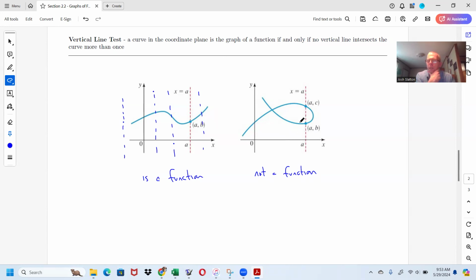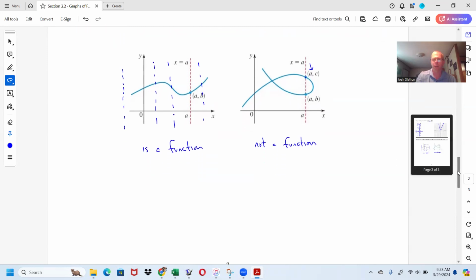If there's a vertical line that crosses more than once, you can see we have these two ordered pairs. We have AB and AC are both part of this graph. In which case, what that means is the input A can give two different outputs depending on where you are. And so that means it's not a function. And that's why the vertical line test works the way it does to decide if it's a function or not.